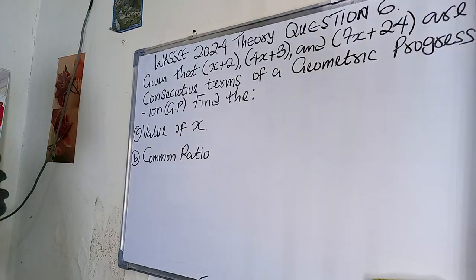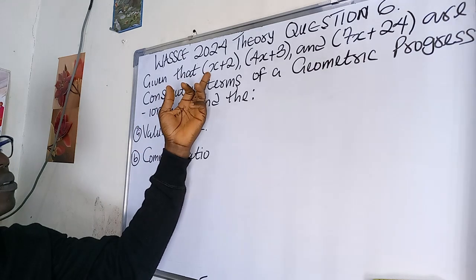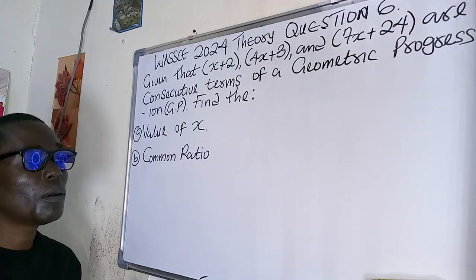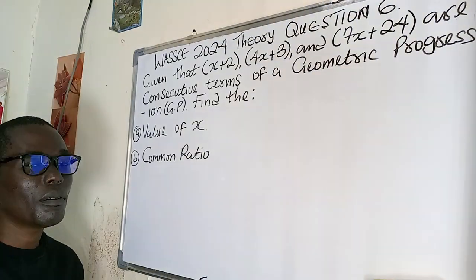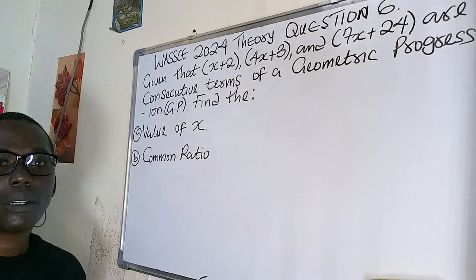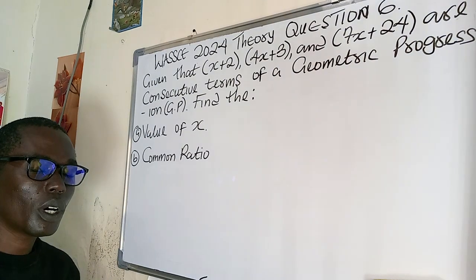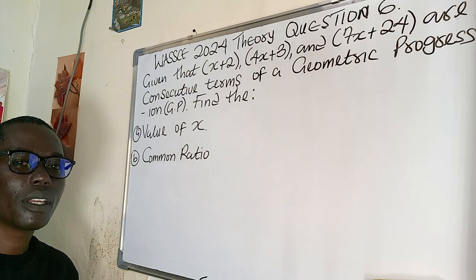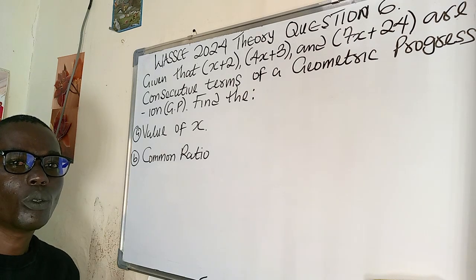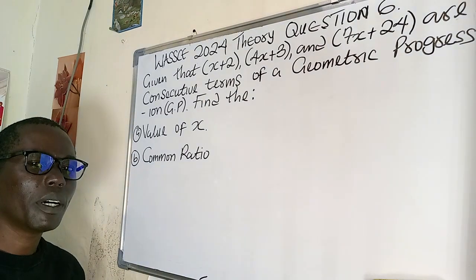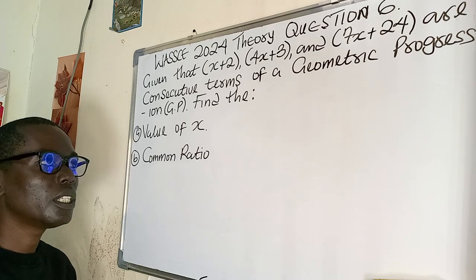So for them to tell us that we have these as consecutive terms, that means the terms come after one another. Now remember, when you are given any question like this, the first thing you ask yourself is, what am I given? What am I requested to look for? And what formula am I going to use in solving this question?